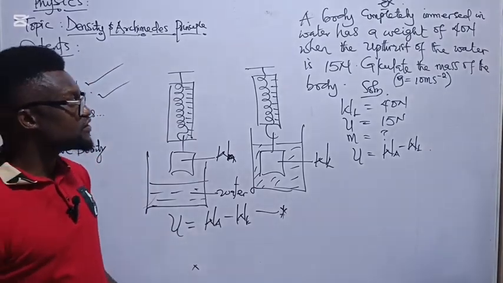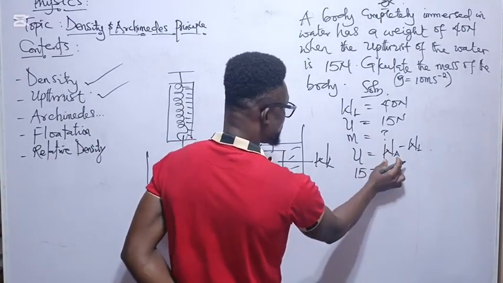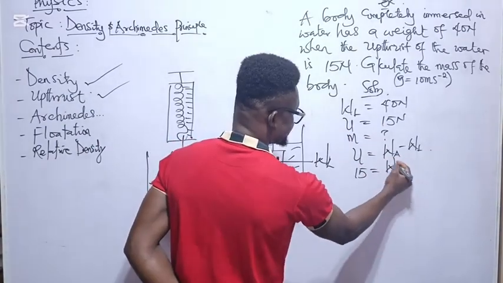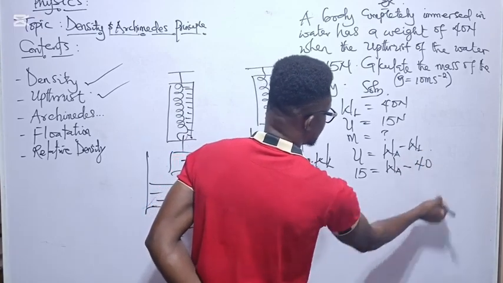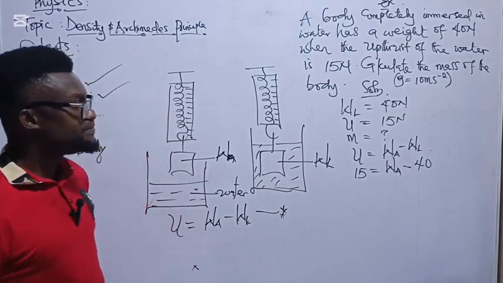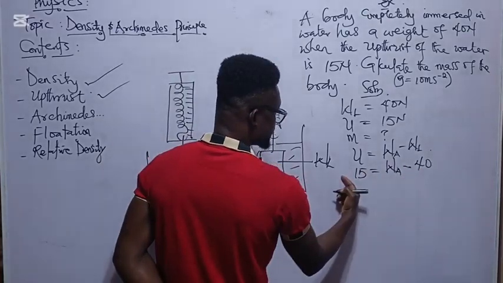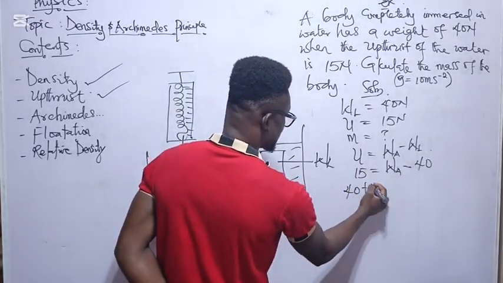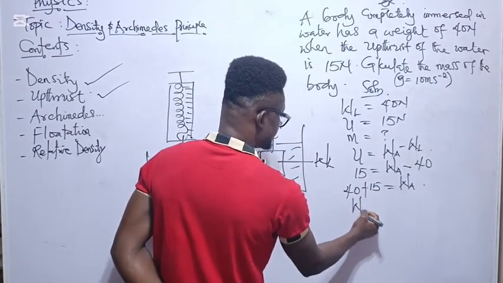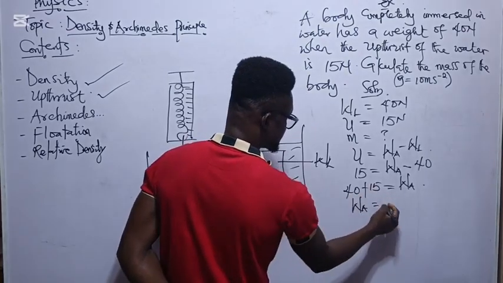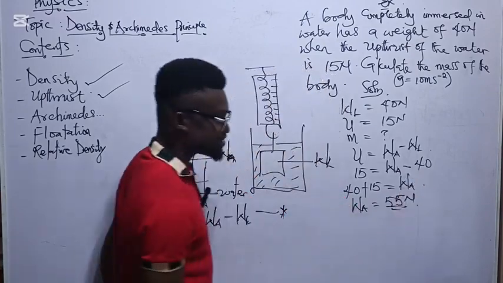Now, they have given us the upthrust. We have the upthrust here as 15. Weight in air, we don't know it, then minus weight in liquid, which is 40. If you make WA, the weight in air, the subject, the minus 40 will cross over and become positive 40. So the weight in air now becomes 40 plus 15, which is 55. That's the weight in air.